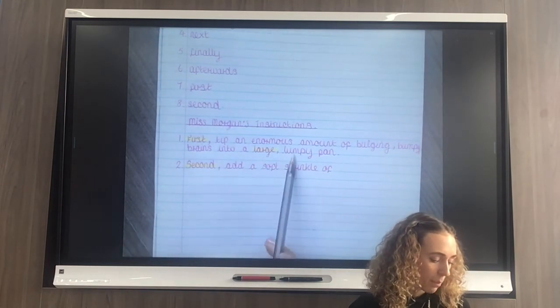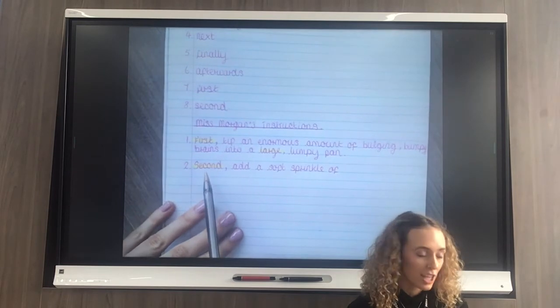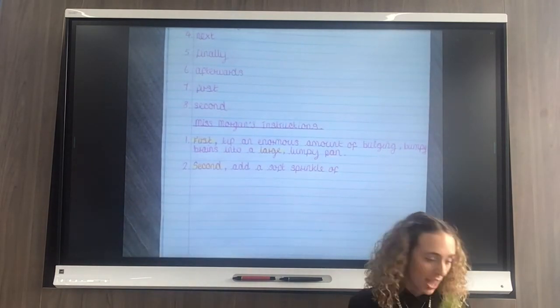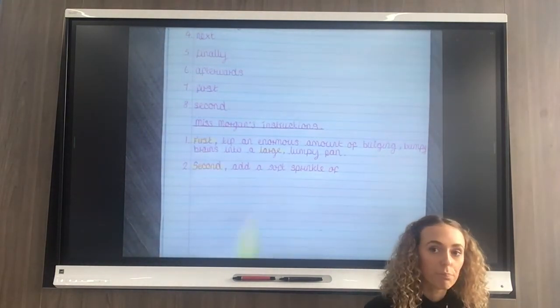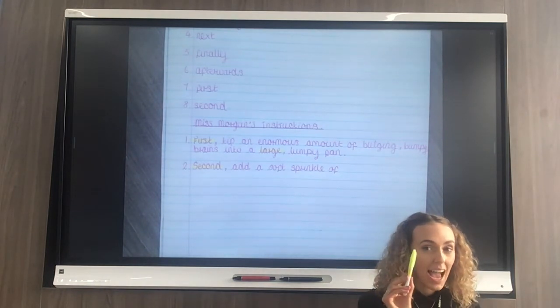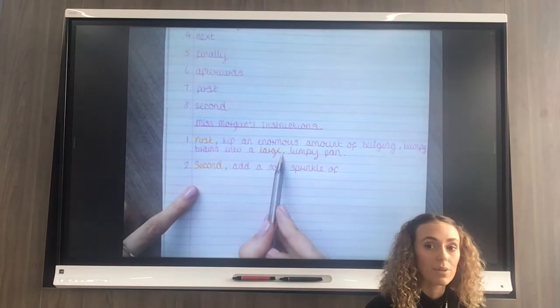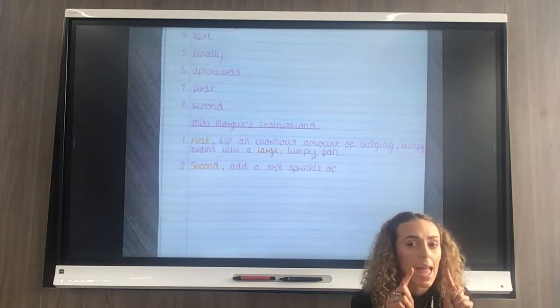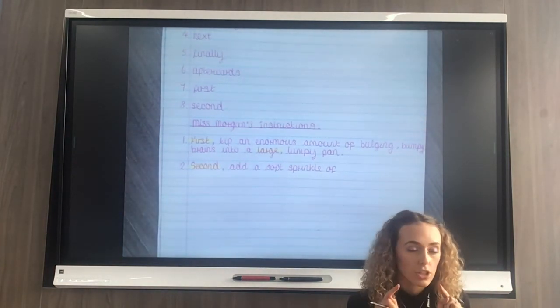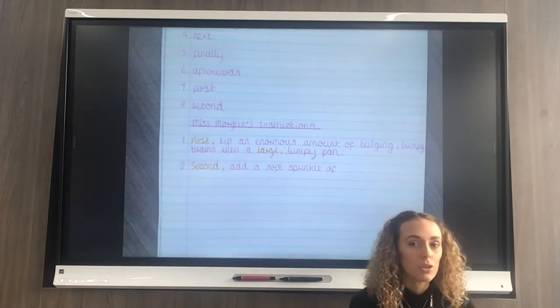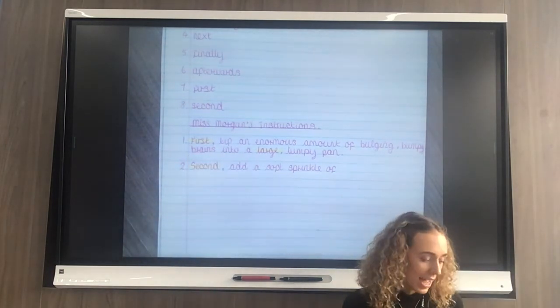So large, lumpy. And in fact, what I've done, Year 3, is I've highlighted my words that I have put in. If you haven't got a highlighter though, you could underline these words. So I would like you to do that to show me and to show your Year 3 teachers where you have put in your time conjunction or your adjective.